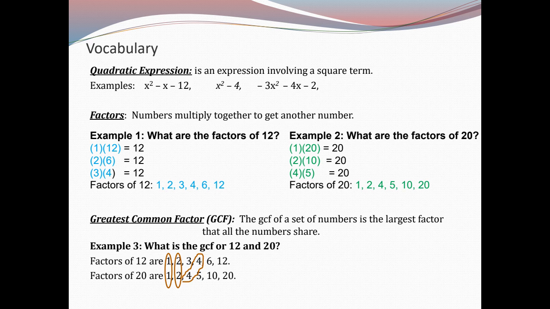So the answer would be 4. So this is my GCF of 12 and 20. The greatest common factor is 4. So this is how we determine our GCF.